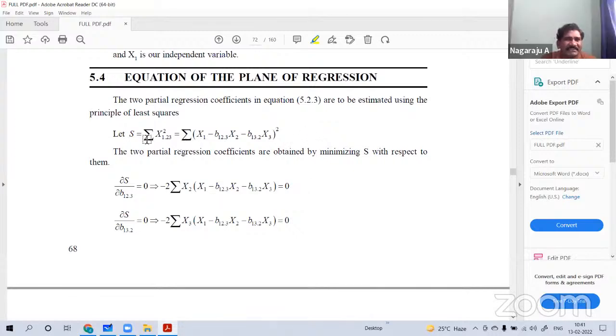Equation of the plane of regression. It is clearly a regression, but there are two partial regression coefficients, I am taking this one and this one. These are the coefficients, which I have shown there as B and C.